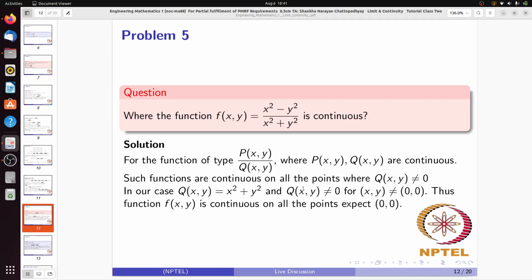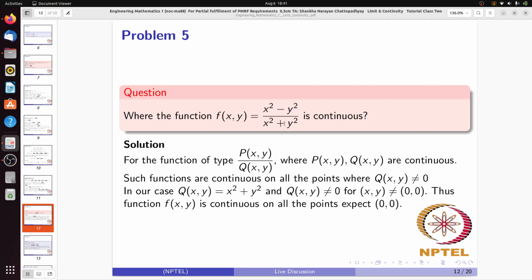Problem number 5: we have to prove that the function f(x,y) equals x square minus y square by x square plus y square is continuous. Solution: for a function of type p(x,y) by q(x,y), where p and q are continuous, such functions are continuous at all points where q(x,y) is not equal to 0. So this function is always continuous at the points where q(x,y) is not equal to 0.